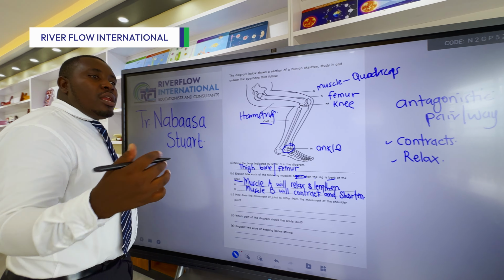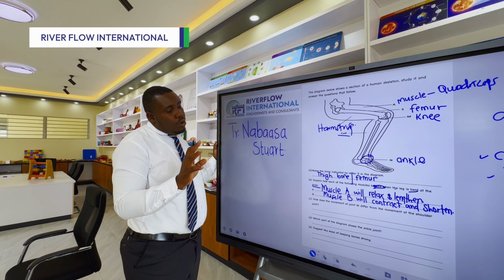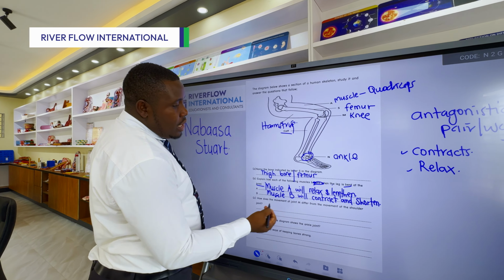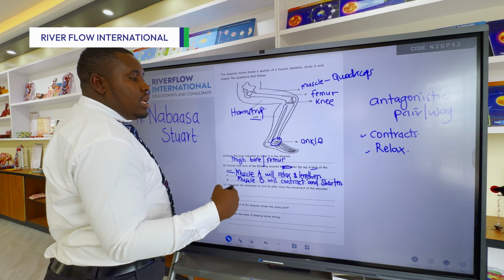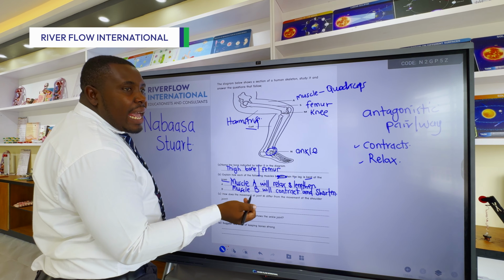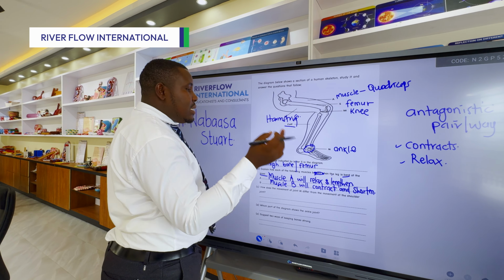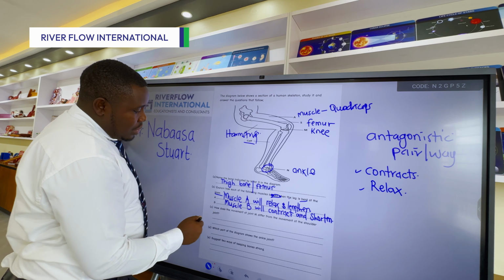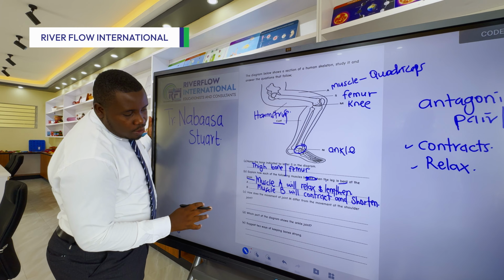Just like last time we did the one of biceps and the triceps. So that is how we are going to look at them. That is in summary how you can explain. If you are in higher classes, you can go ahead and talk about what happens inside the cells. But for now, we'll leave it at this stage because this number seems to be for lower classes.